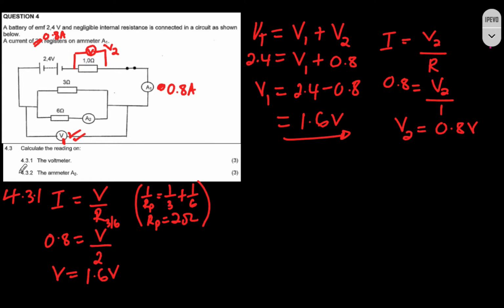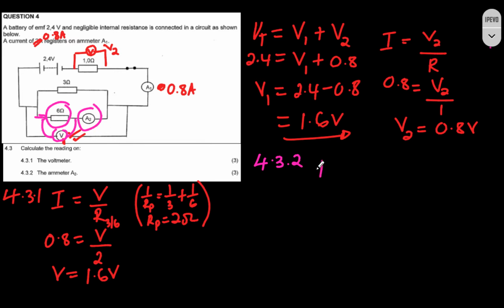Okay, now let's move on to question 4.32. They're saying we should calculate the ammeter reading at A2. All right, so this is A2 here. What you should understand is that you must use the information on the 6 ohm resistor: the current passing through it and the voltage across it. The voltage across the 6 ohm resistor, remember, is the one we just calculated here, V1 in this case, and the resistance is 6, so we can calculate A2 using that information.